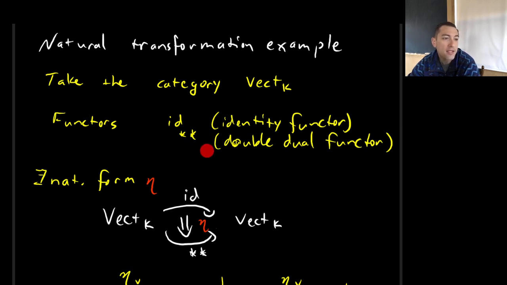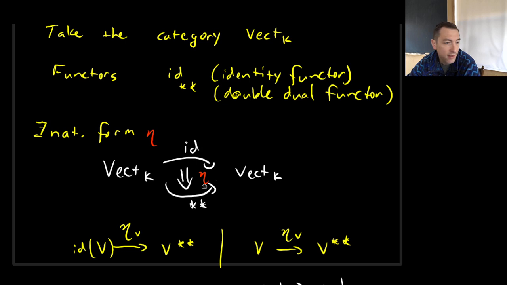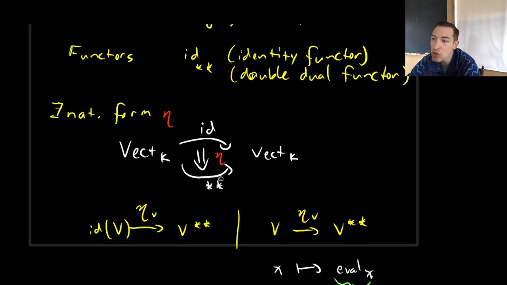And then let's look at the double dual functor. That's going to take each vector space to its double dual, and it similarly maps correctly there by evaluation. Here's Vect_k, here's Vect_k, here's our identity functor, here's our double dual functor, and let's talk about the natural transformation eta that's between them.